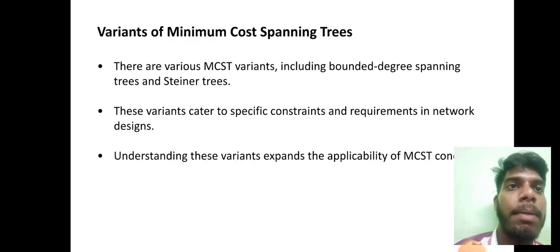Variants of minimum cost spanning trees. There are various minimum cost spanning tree variants, including bounded degree spanning trees and Steiner trees. The variants cater to specific constraints and requirements in network design. Understanding these variants expands the applicability of minimum cost spanning tree concepts.